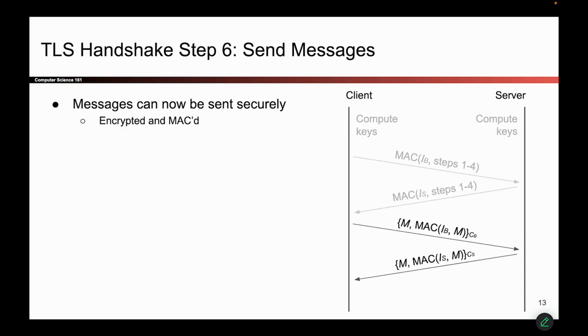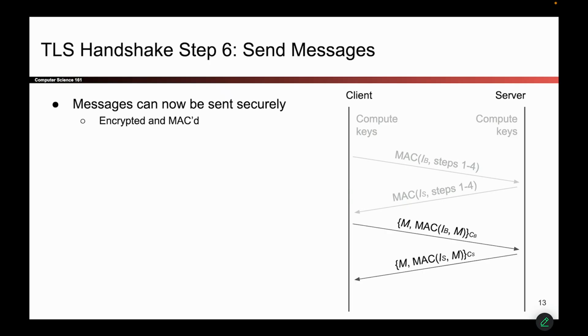OK, finally we are done. We have a set of secret keys that nobody else knows. There are different keys for encrypting than MACing, so we don't have to worry about key reuse. And we've also added a MAC step to make sure that no tampering has occurred during the handshake. So we're finally done. And at this point, you're ready to send messages.